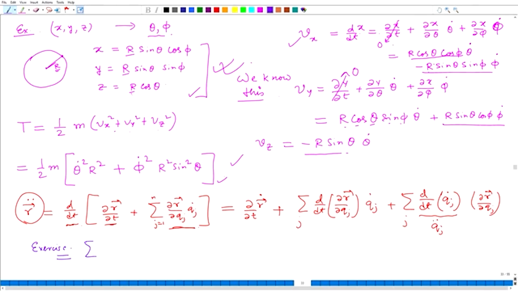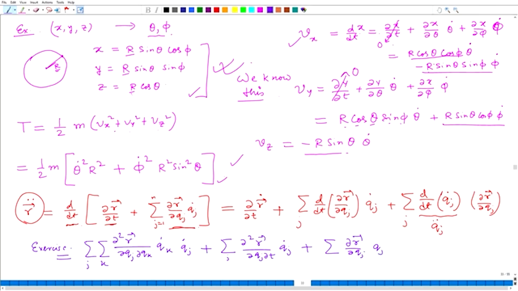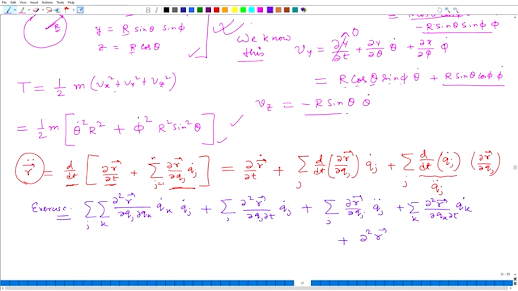That is, it should be given by something like double summation on j and k, del two r del q j del q k, q k dot q j dot, okay, plus summation over j del two r del q j del t, q j dot, plus summation over j del r del q j, q j double dot, of course, summation is on j, plus summation over del two r del q k del t, r vector here, okay, q k dot on k, and finally plus del two r del t squared.